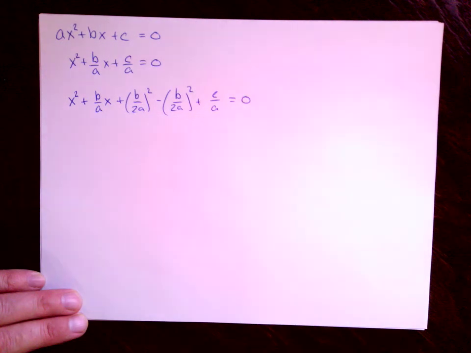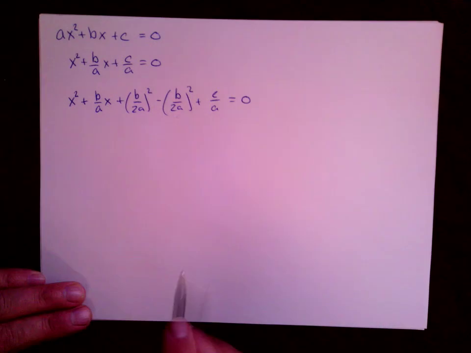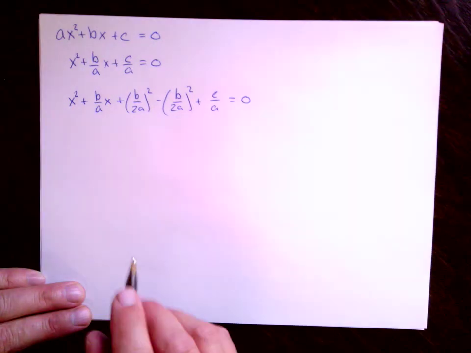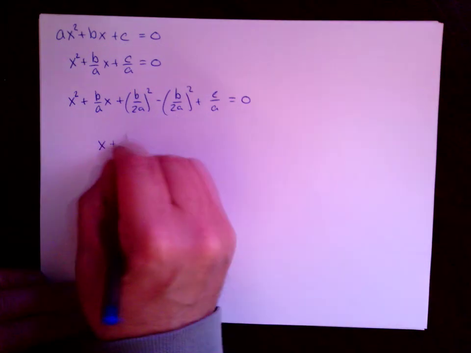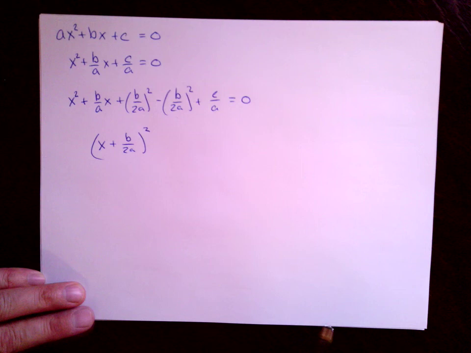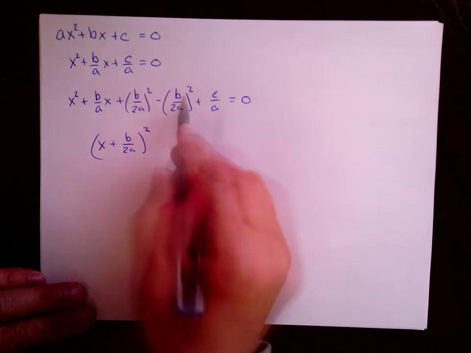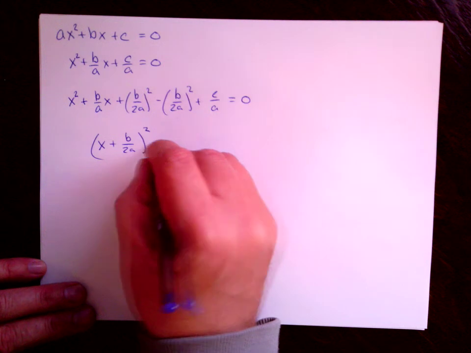Otherwise, the equation's the same. Adding and subtracting what I need to complete the square. Now the first three terms actually are a square. And we're left with two other terms which are just numbers. No variables involved.